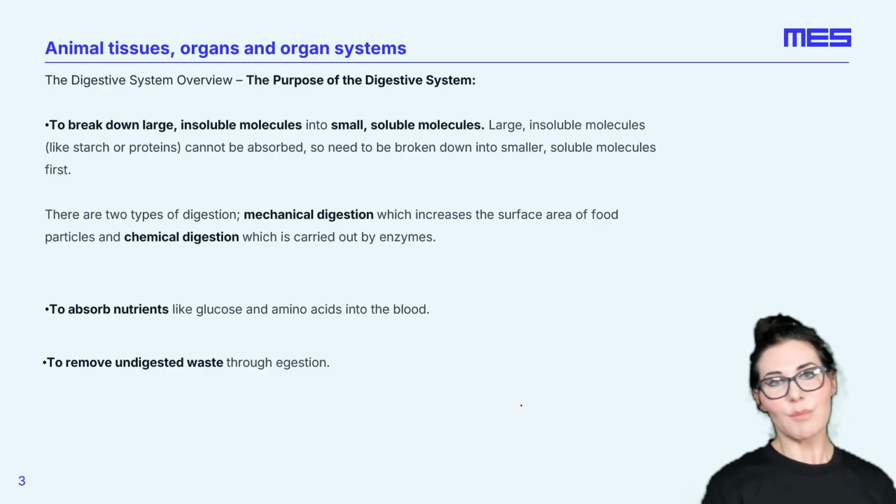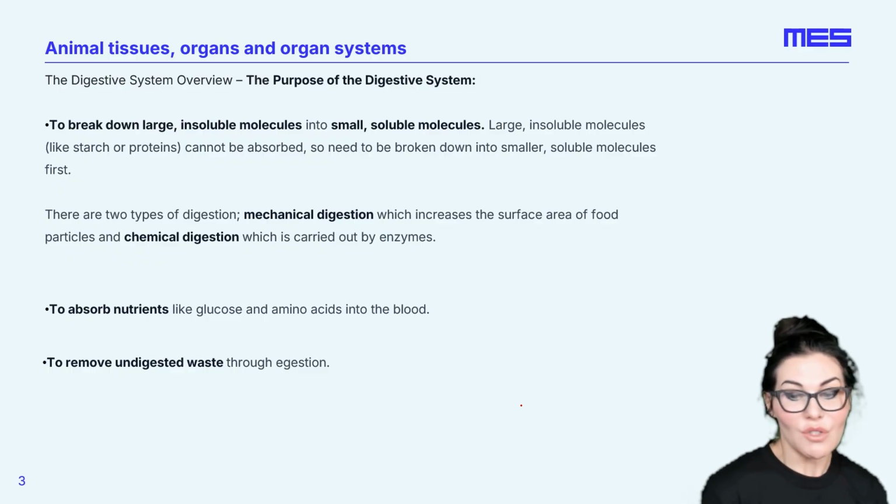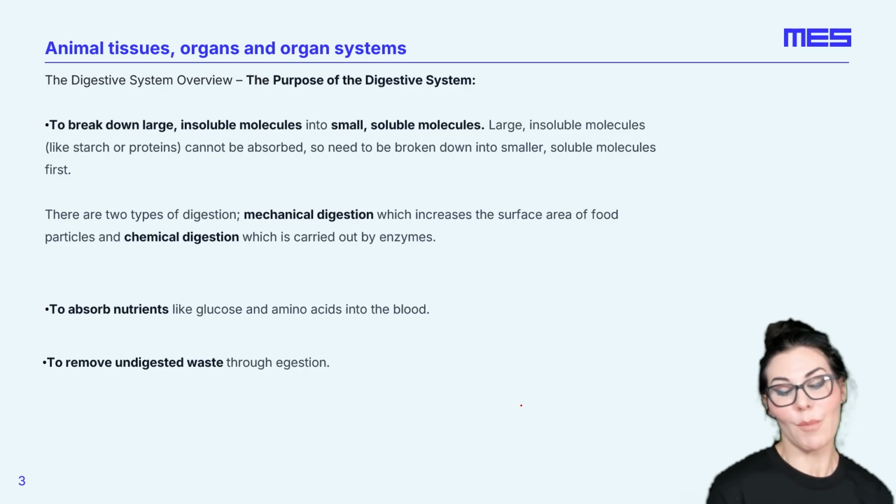There's always going to be food that we take into our bodies that we cannot absorb because we don't have the right enzymes to do that. They will never be small enough to pass across the lining of our gut and enter our bloodstream. But we need to still get rid of these. We don't want these sitting around in our bodies. This undigested waste has to be egested, which means we go to the toilet and we get rid of it when we go for a poo.